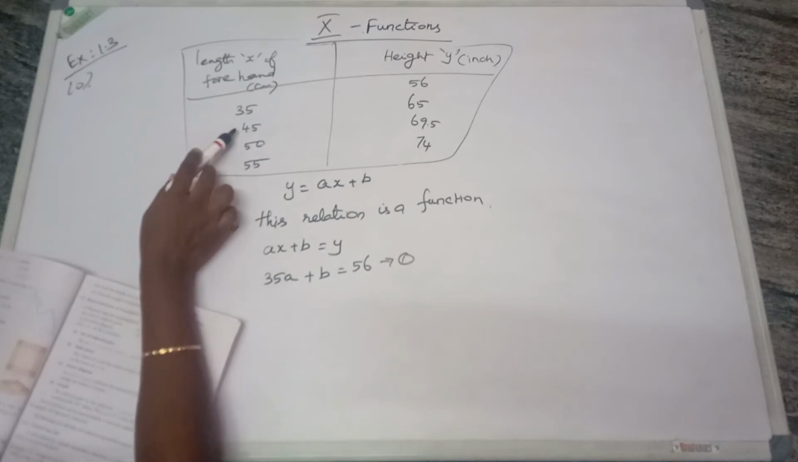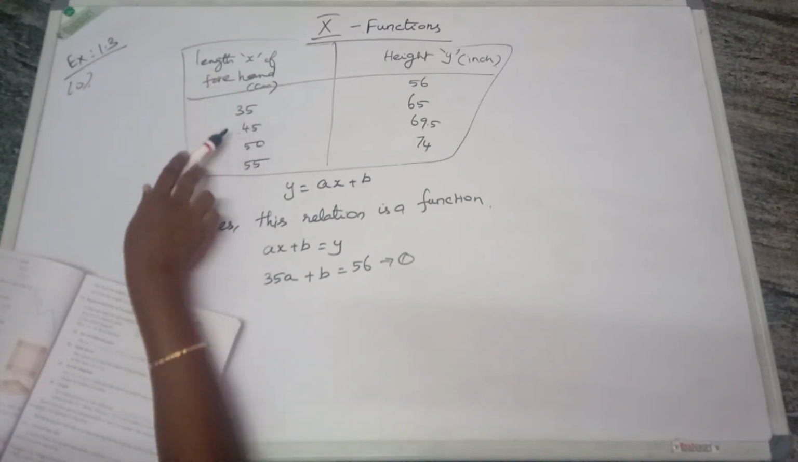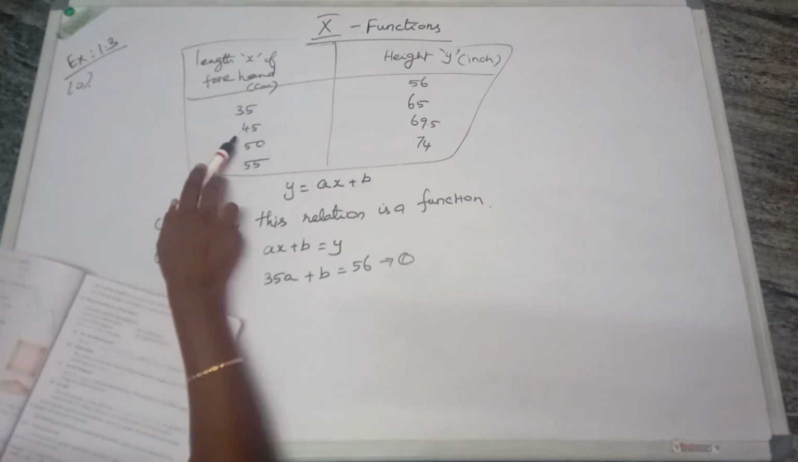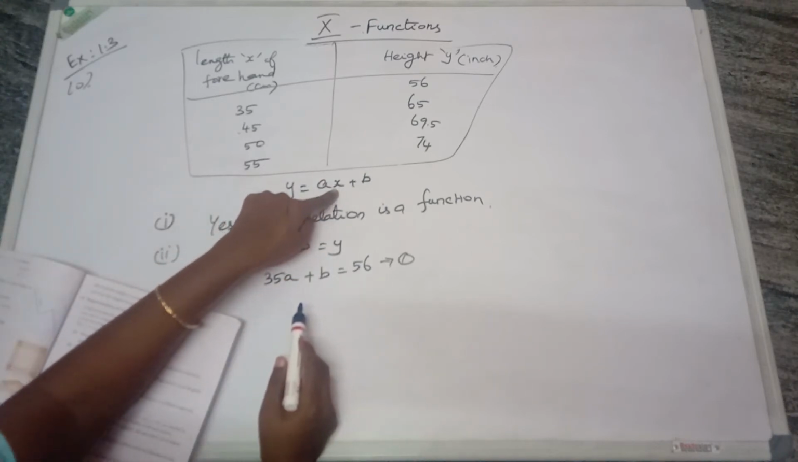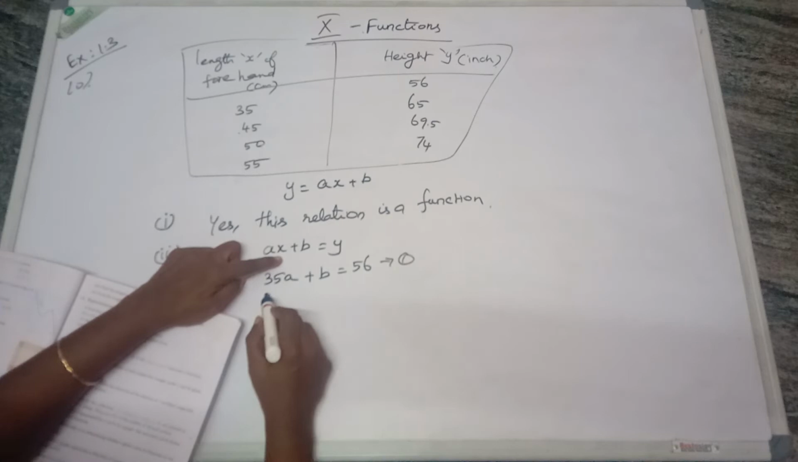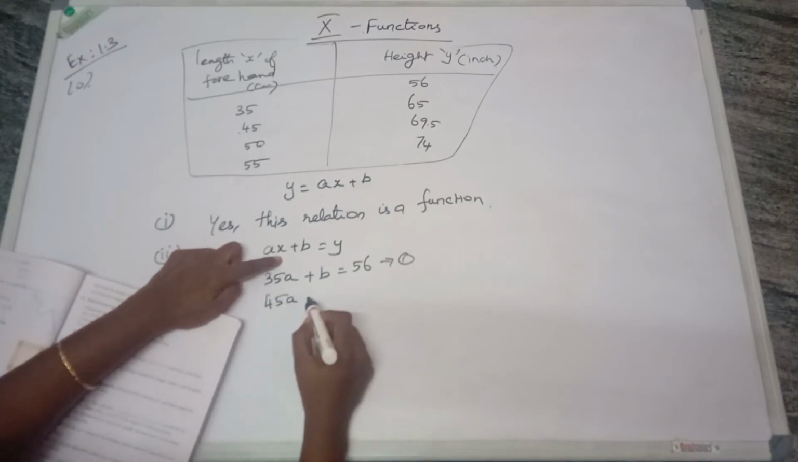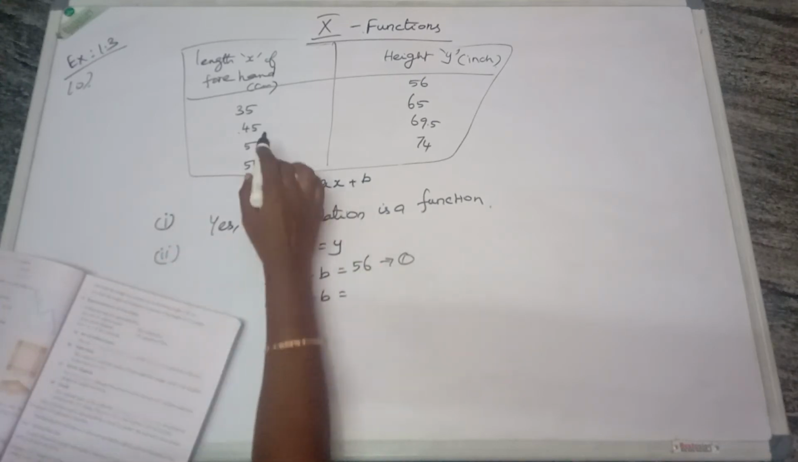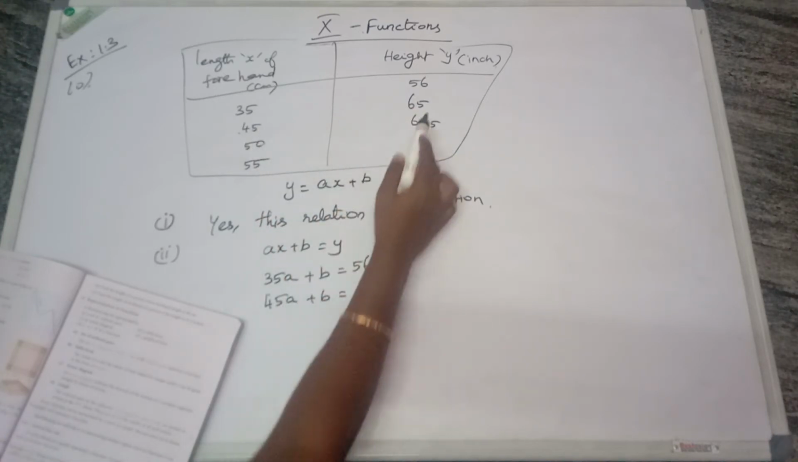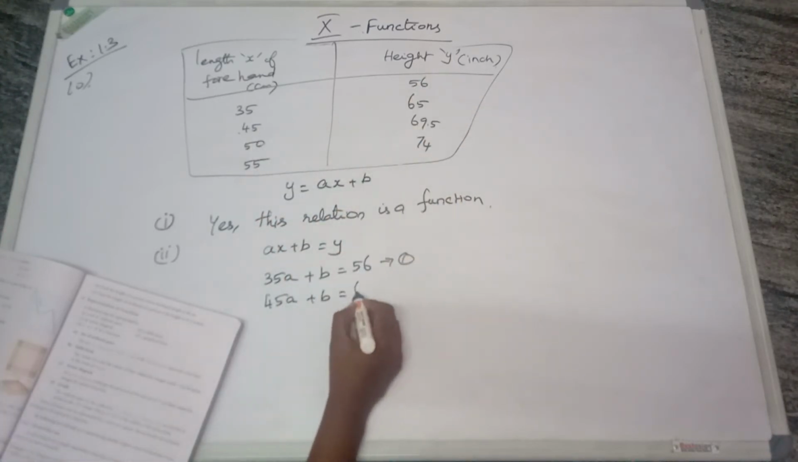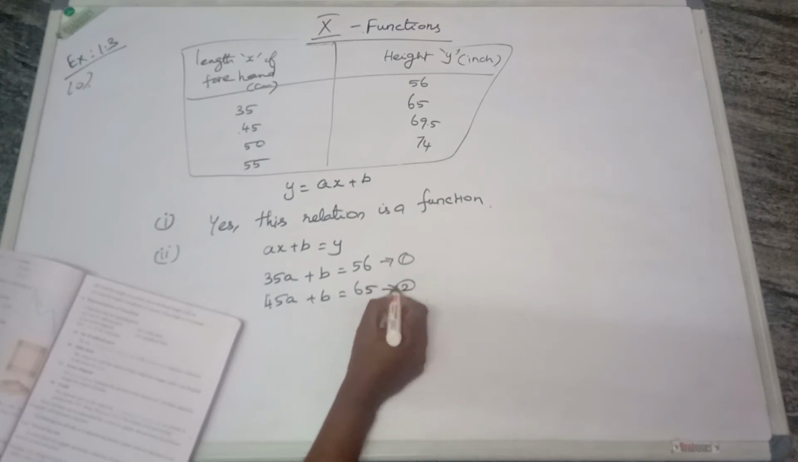Then if we take the second person, here instead of x we have to take the length of the forehand of the second person, which is 45. So in the place of x we substitute 45. Okay, 45a plus b equal to, what should be the height of that particular person? It is nothing but 65. It is y. In the place of y we have 65. So it is the second equation.